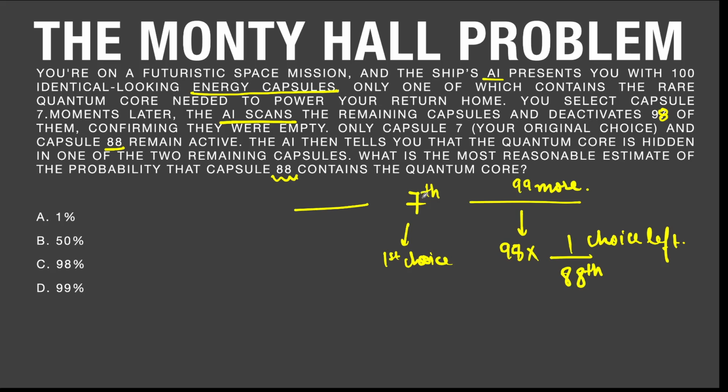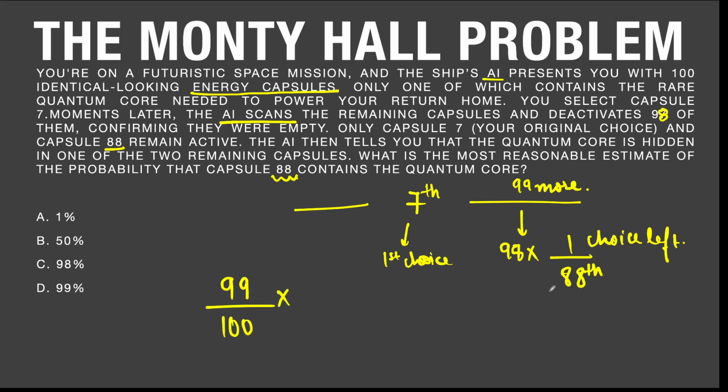So what is the probability of you switching to the 88th capsule, and it also has the quantum core? This is the question. So the 7th is the first choice and the 88th is your second choice. So what is the probability of you choosing the remaining 99 capsules over your first choice, which was the 7th capsule, out of the 100 choices? So there being the quantum core in the 99 or in the rest of the capsules is 99 over 100.